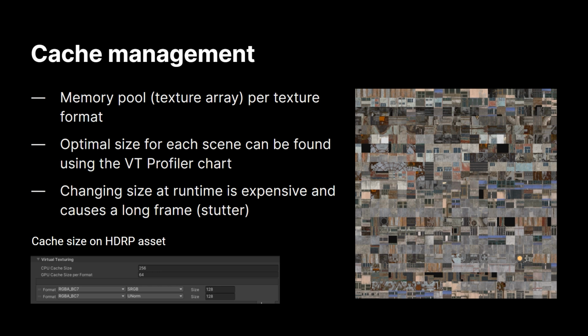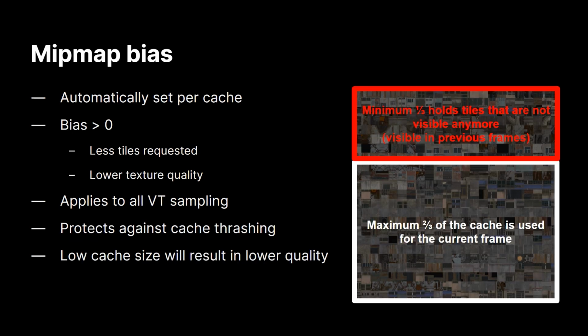One thing to know is that these texture arrays take time to create and to destroy. So changing the size is not a fast operation. It's something you shouldn't do during regular gameplay, but only if you change specific quality settings. And what we don't want to do is have cache thrashing, where the cache is actually too small to hold the content that is rendered on screen.